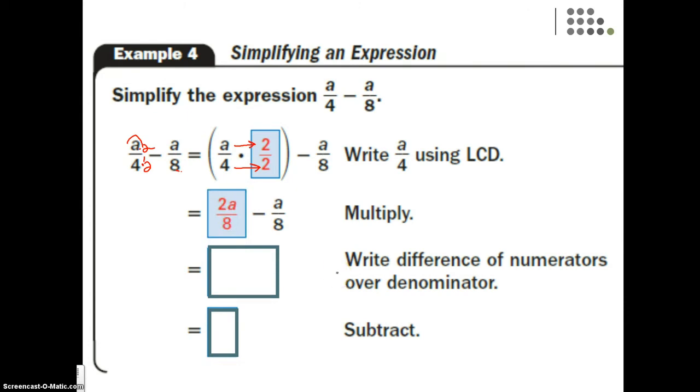Now I can write 2a minus a over 8. Remember that in front of the variable a, there is this invisible 1. So 2a minus 1a is 1a over 8. And you can either have just a, or I will accept 1a over 8. Either of them is the answer.